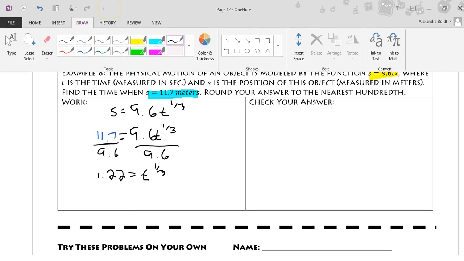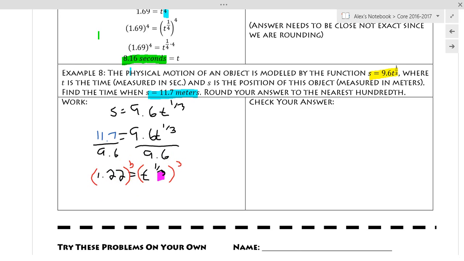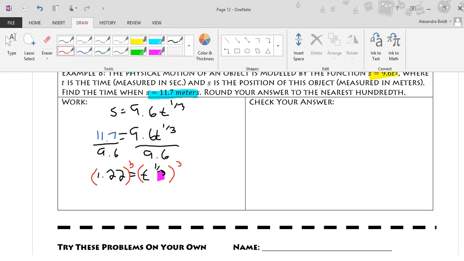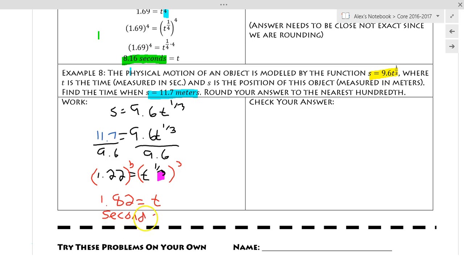Now in order to get t by itself, whatever this number is, I'm going to raise it to that power. So I'm going to raise this to the 3rd. I'm going to raise this side to the 3rd. So there I get about 1.82 equals just t. Those cancel out, that 1/3 and the 3rd cancel out. So 1.82, and then this is in seconds. So t equals 1.82 seconds.